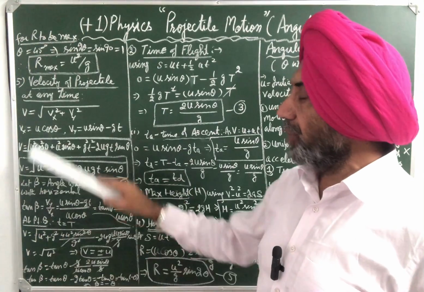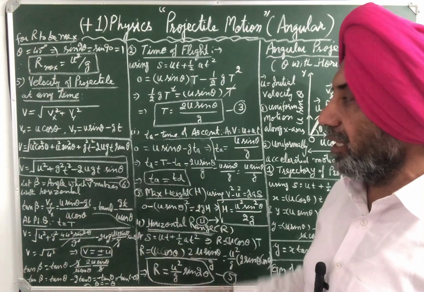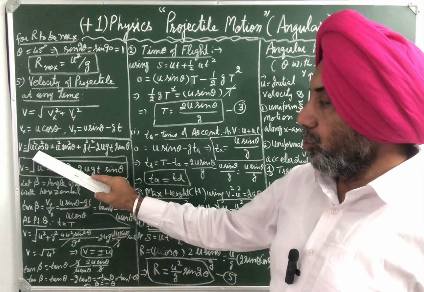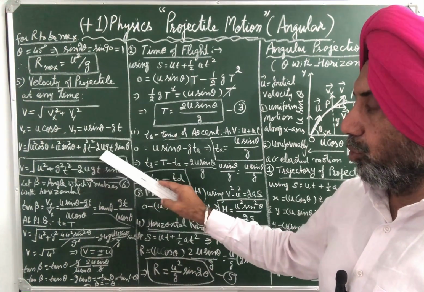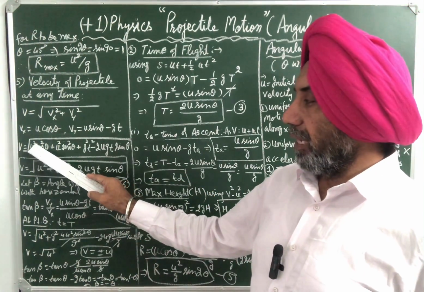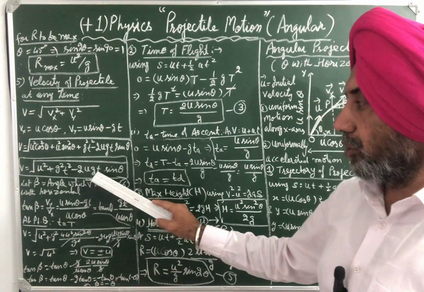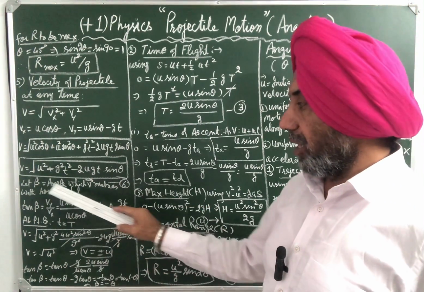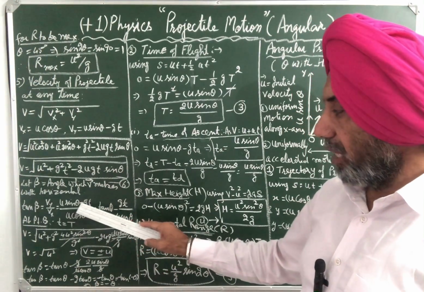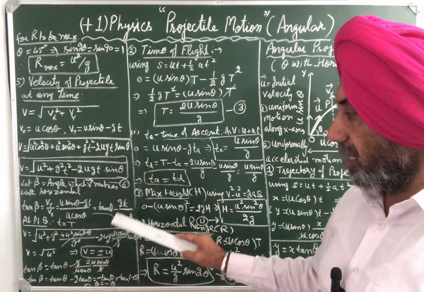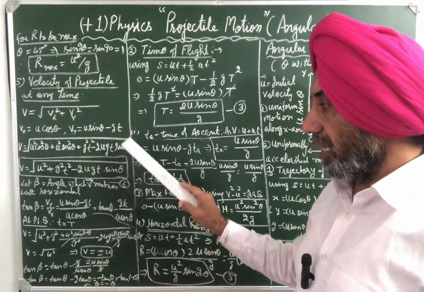Velocity of projectile at any time, v is equal to under root vx square plus vy square, where vx is equal to u cos theta, vy is equal to u sin theta minus gt. Substitute the values: v is equal to under root u square cos square theta plus u square sin square theta plus g square t square minus 2 u g t sin theta. If we take u square common, cos square theta plus sin square theta equals 1, so v is equal to under root u square plus g square t square minus 2 u g t sin theta. If beta is the angle which v makes with the horizontal, then tan beta is vy upon vx, that is u sin theta minus gt upon u cos theta, so tan beta is tan theta minus gt upon u cos theta. From this we can find the direction as well as the velocity of the projectile at an instant.